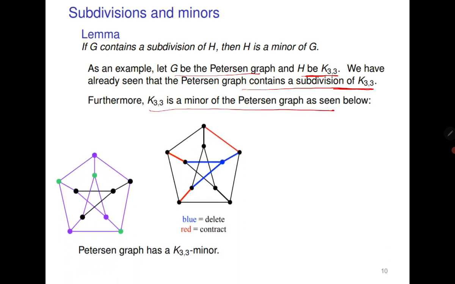But if you see the converse, then the converse of the above lemma is not true, because K5 is a minor of the Petersen graph, but the Petersen graph does not contain a subdivision of K5. So whenever there is a subdivision, of course there is a minor, but the converse is not true.